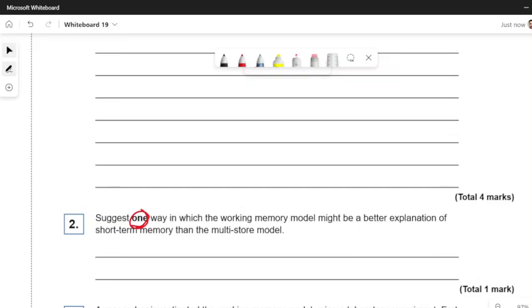There is a variety of things that you could say. However, if I was answering this question, I would go down the route of either the fact that it's more of an active processor, so there's a lot more going on with that, or I would say that it is not a single unitary store. So then maybe just say, so that provides a more detailed view of what's going on in the short-term memory.